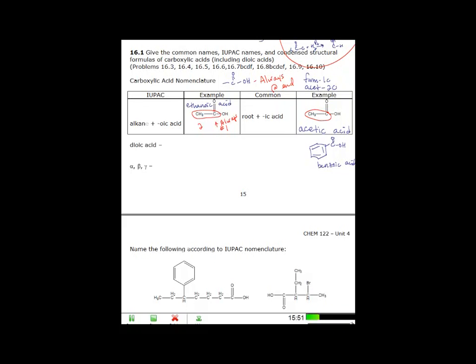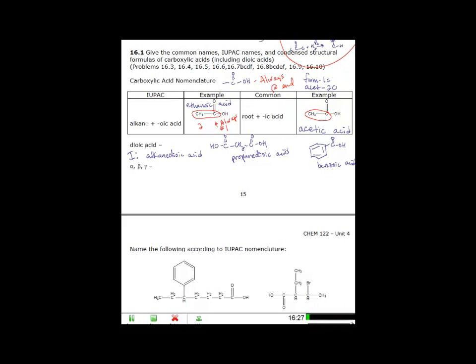Okay. We've seen examples of the dioic acid already. The IUPAC system of nomenclature for dioic acids is, no numbers are necessary, sorry. So it's just alkane dioic acid. The acids will be at the end of the molecule. So for instance, this molecule, which is a dioic acid, would be named propane dioic acid.